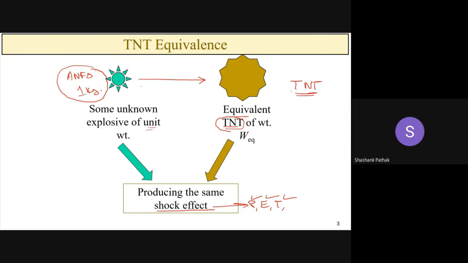So instead of doing the design calculation for 1 kg of ANFO, we will do the design calculation for W equivalent of TNT, and all the design charts have been developed for equivalent TNT. These equivalence relations for different explosives are available in the literature. Whenever required, we can convert to a particular weight W of TNT, and that we can use in our design.